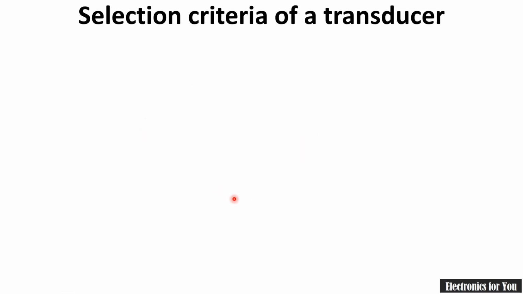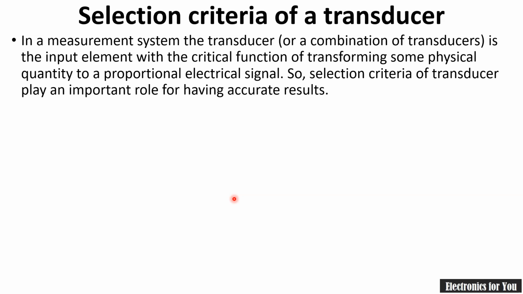In this video, I will talk about selection criteria of transducers. So friends, in measurement systems generally we use one or more transducers so that our output should be proportional to the input, and in this the selection criteria of a transducer plays a very important role for the accurate result, and therefore it is very important to choose a transducer which will satisfy our criteria.